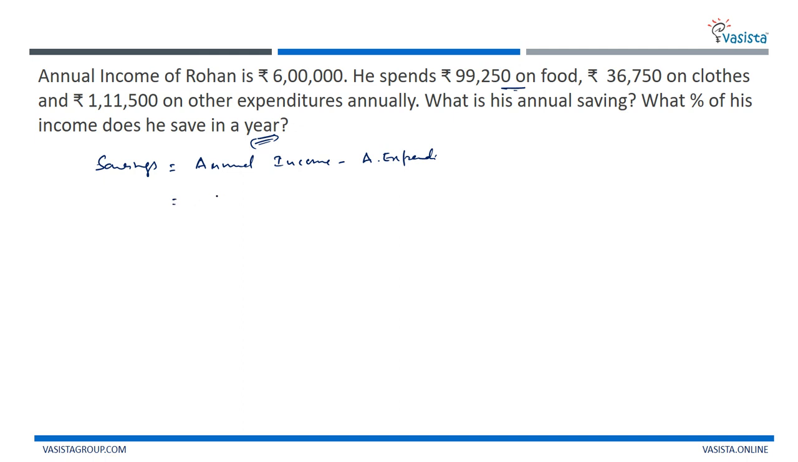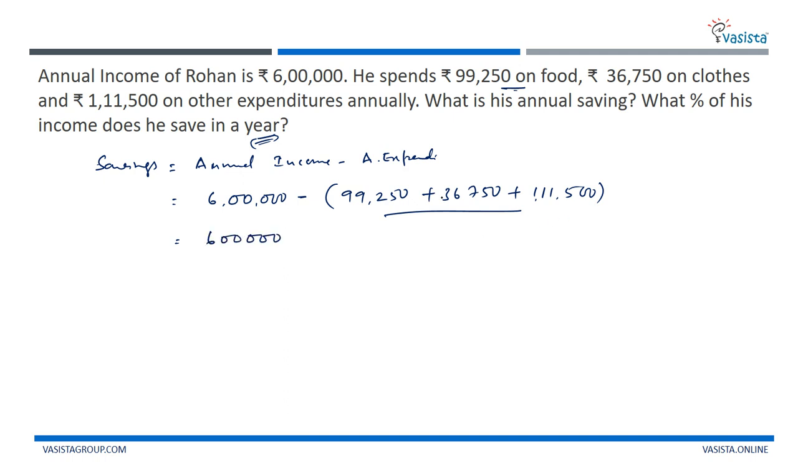Now annual income is how much? That is 6 lakhs, minus, now take this: he spends 99,250 on food plus 36,750 on clothes plus 1,11,500 on other expenditure. Now add this. How much is it going to be? That is 6 lakhs.